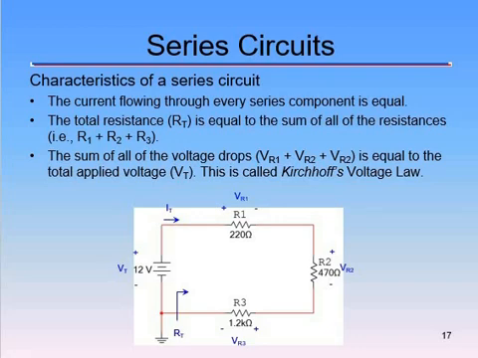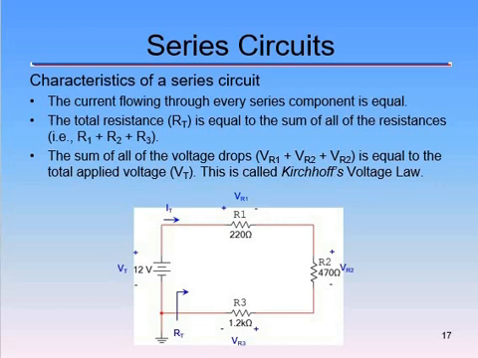Then what you need to know for a series circuit only is the sum of all the voltage drops are equal to the total applied voltage. So what does that mean? VR1, that's the voltage drop across resistor 1. VR2, that's the voltage drop across resistor 2. And VR3 is the voltage drop across resistor 3. You have to use Ohm's law in each one of those scenarios for this particular circuit to calculate that. And then once you know all of those voltage drops, you add them up.